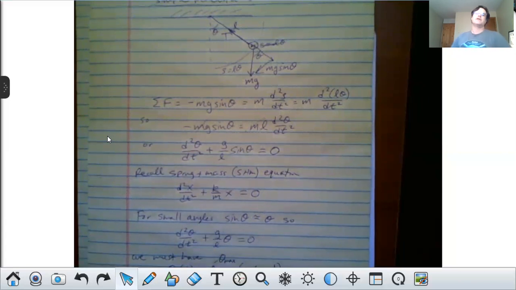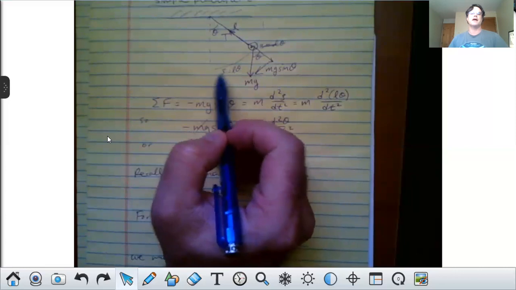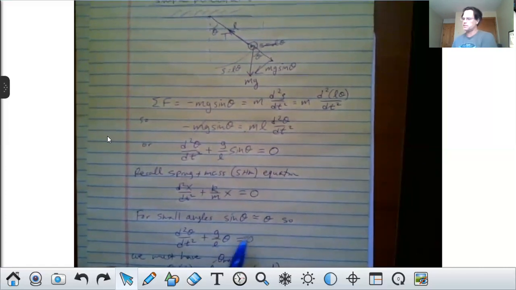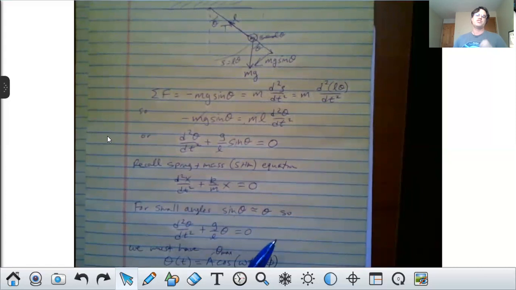As it turns out, when the pendulum has a small amplitude, right, maybe like 10 degrees or less, I can approximate the sine of theta. It's close to the angle theta itself. If I make this approximation, take away the sine, the two equations are exactly the same. All I've done really is change the letters, the variables. I've changed x into theta, k into g, m into L, and otherwise the equation is exactly the same.